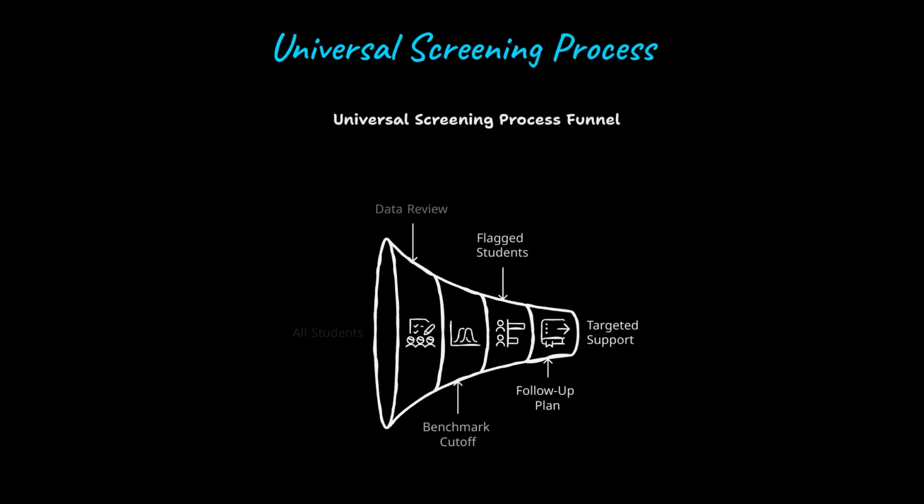Here is how it works in practice. Every student takes a short, valid screening tool aligned to grade level skills. The team reviews the data, identifies students who fall below an established benchmark, and designs a follow-up plan, which may include additional assessment or a Tier 2 intervention group.